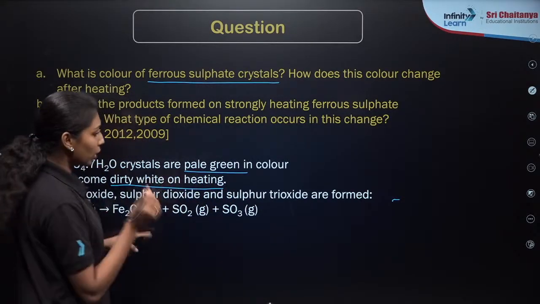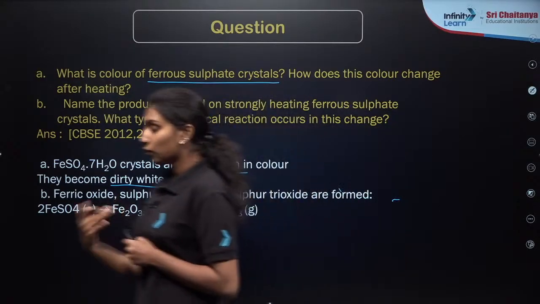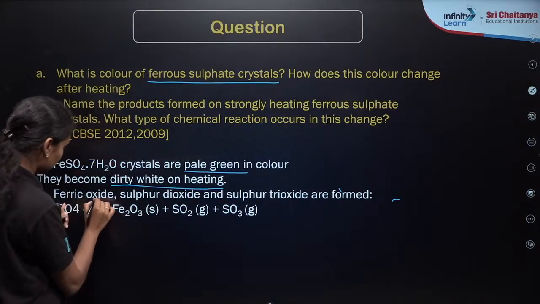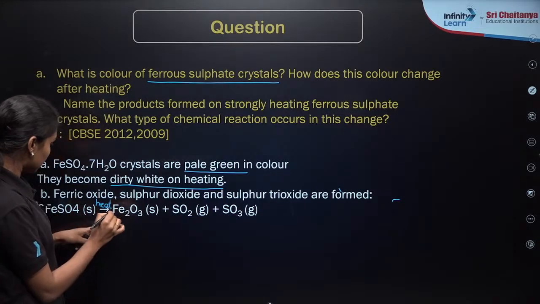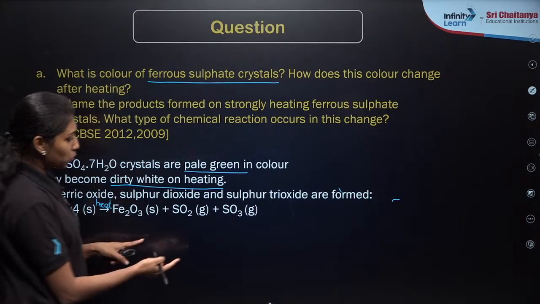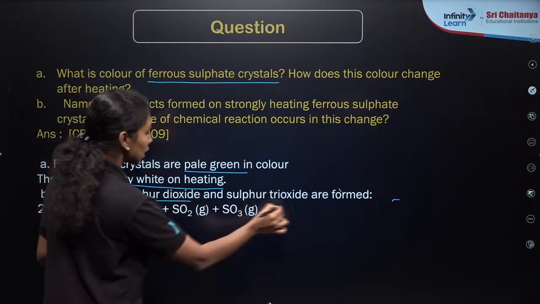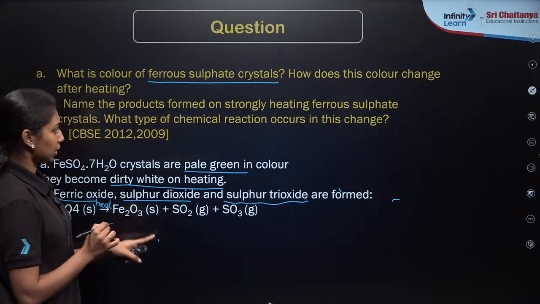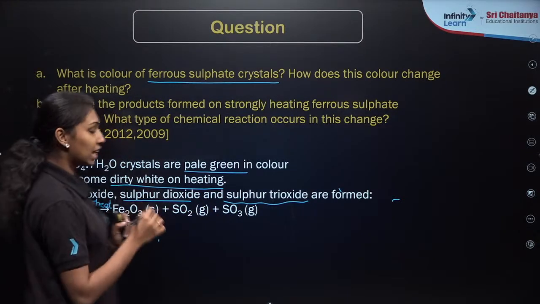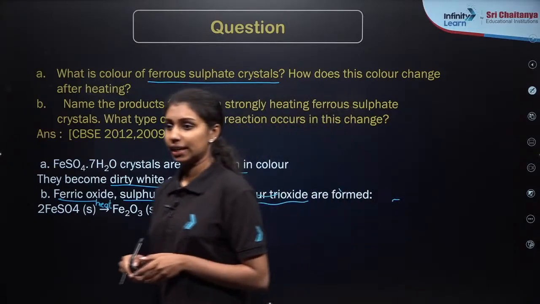So what is the chemical reaction formed here? Whenever you are heating, heat will be provided there. The ferrous sulfate FeSO4 will change to Fe2O3 plus SO2 plus SO3, which means that ferric oxide, sulfur dioxide and sulfur trioxide are the byproducts formed for the particular reaction. So what is the color change? It will form a dirty white color on heating. Is there any doubt?